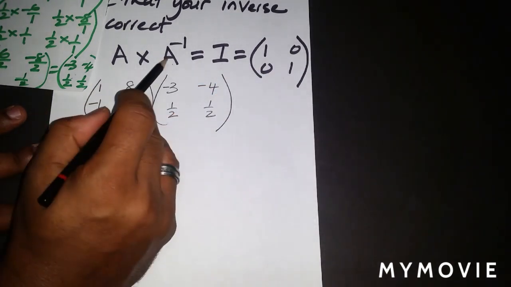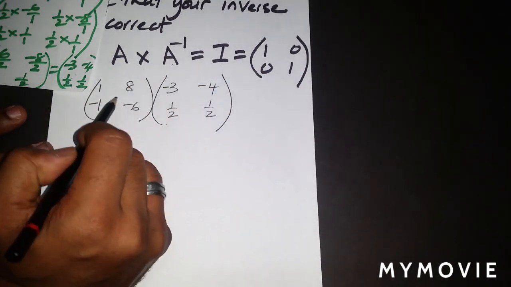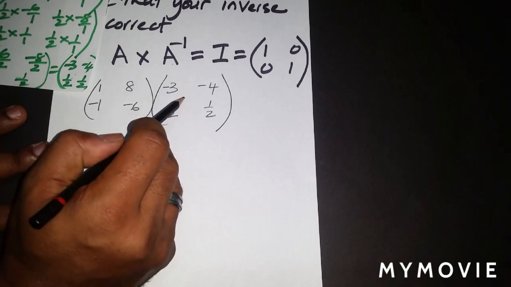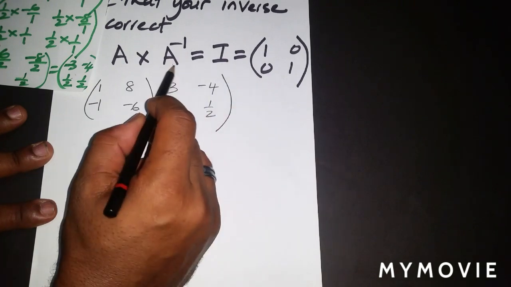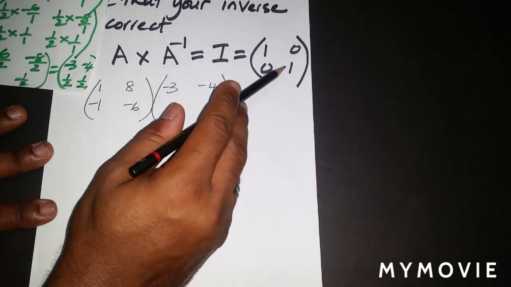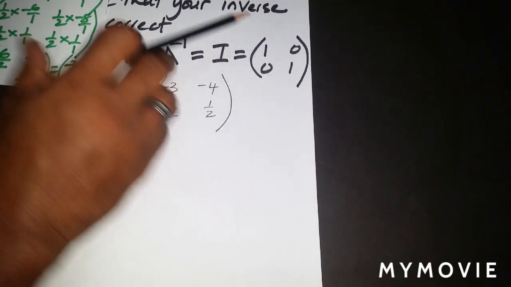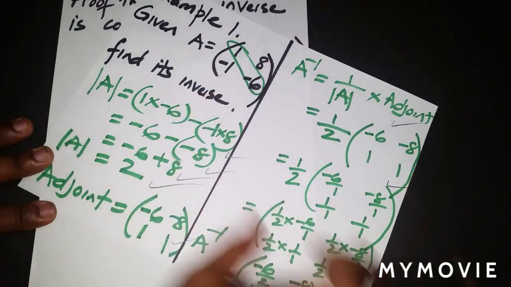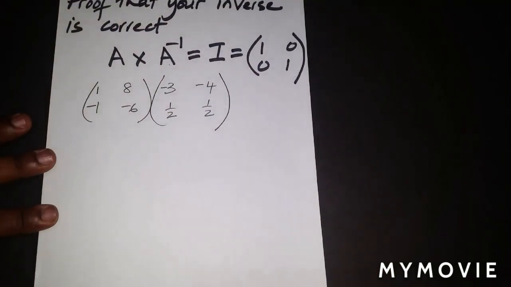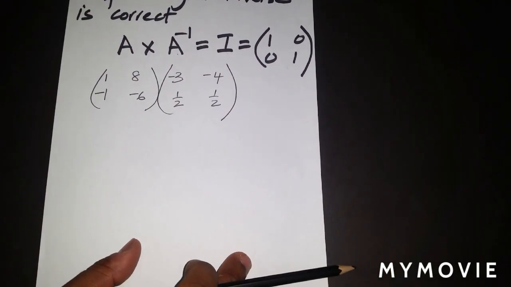So if this inverse is correct, then when I multiply this 2 by 2 matrix by this 2 by 2 matrix, this is what I'm supposed to get. If I get this, then this inverse is good to go. If I don't get this, then I have to go back all over again with this process to find the inverse of matrix A. So let's try and see if our answer is in fact good.